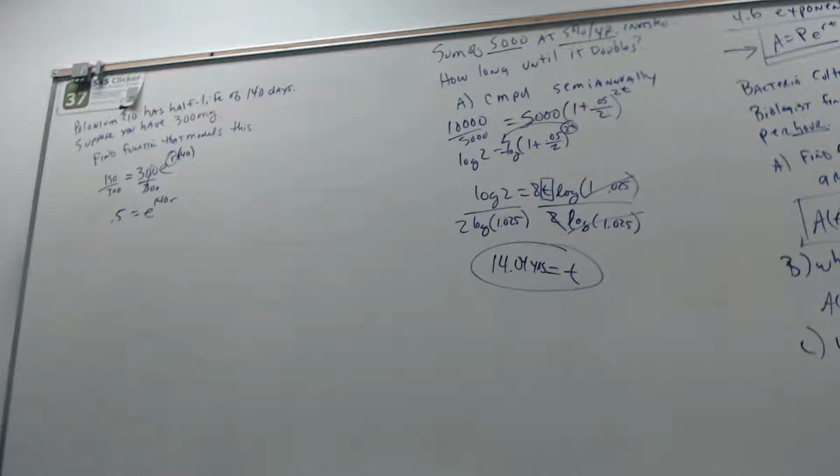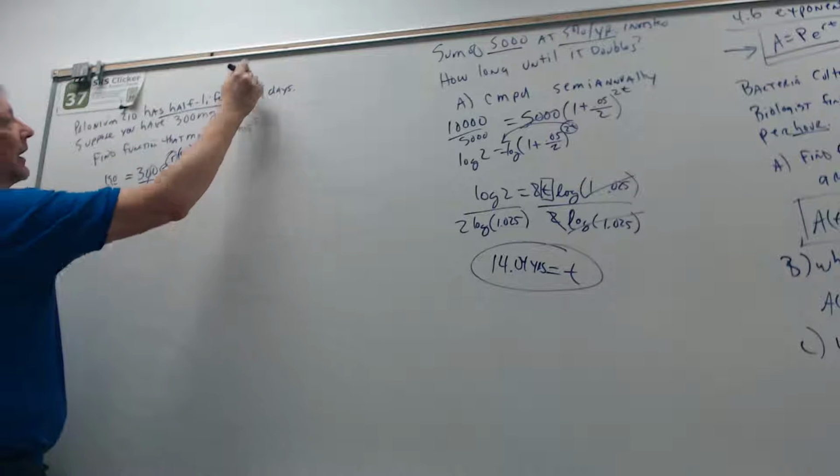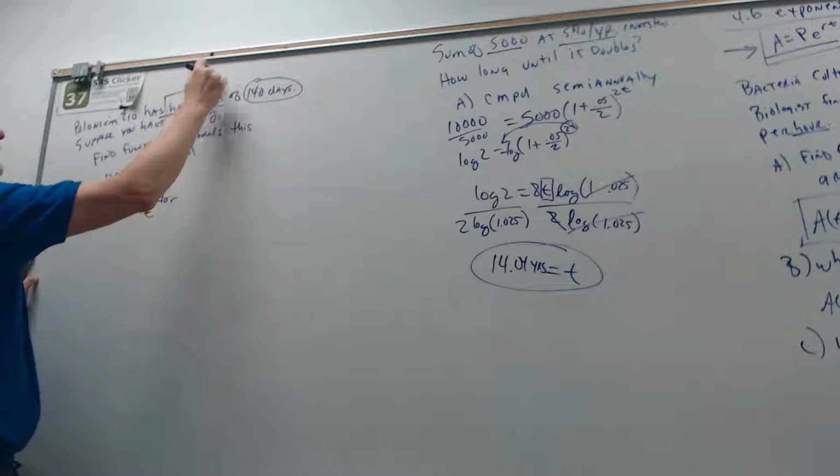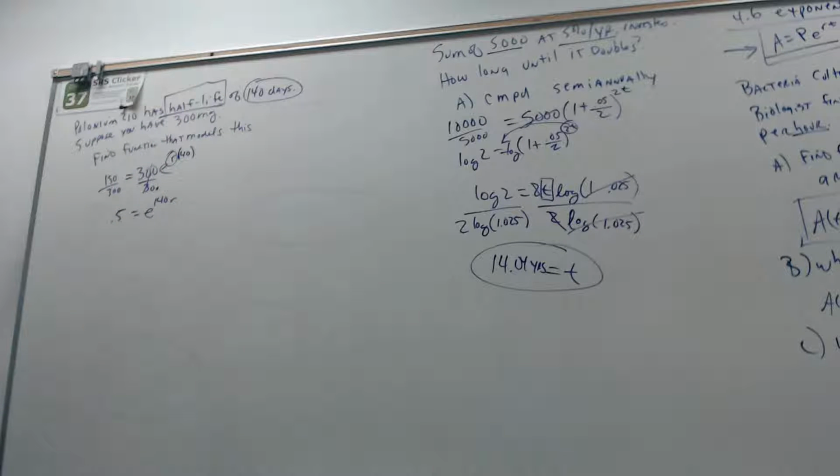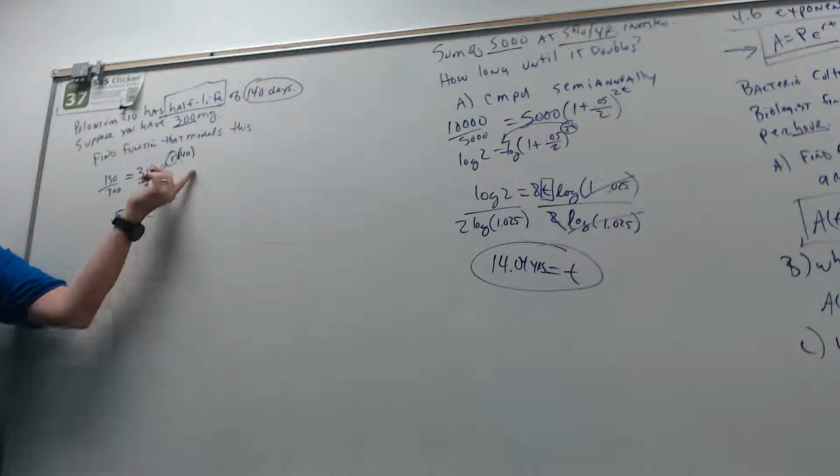Wait, sorry, where'd you get 150? Where do they get 150 from? That's your half-life, 1/2. In 140 days, you're going to have half left. We started with 300. We're going to have half left in 140 days. So I'm trying to figure out the rate. We're just trying to figure out the rate, because we're trying to figure out what this function will be.